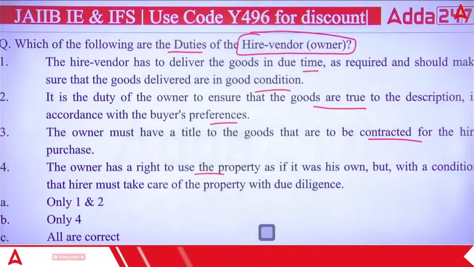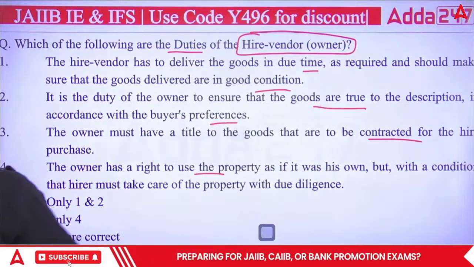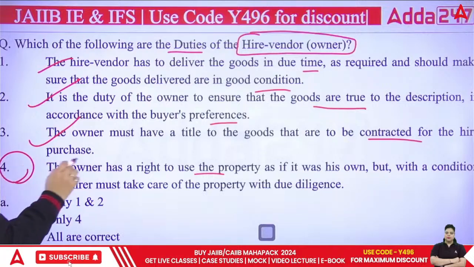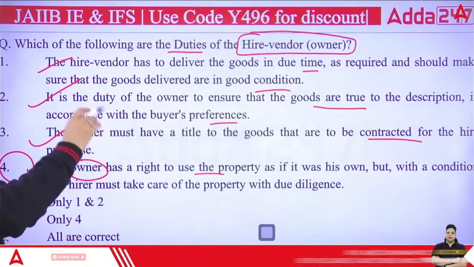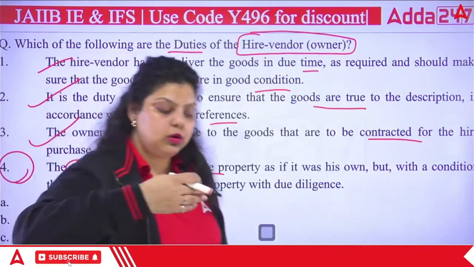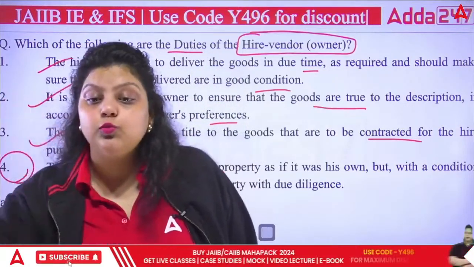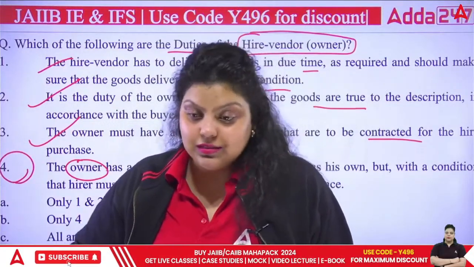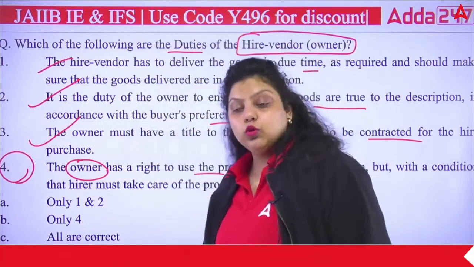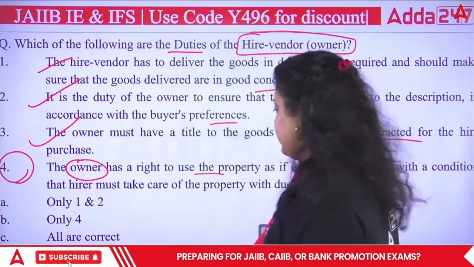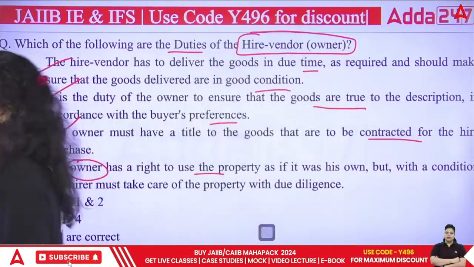And the right answer here will be, not all are correct. The first is correct, the second is correct, third is correct, but not the fourth one. The owner does not have the right to use the property. The owner is giving the right to the hirer: you can use my property, but for that you have to pay this rent to me, or this amount to me as a down payment, and the rest of the amount you have to pay in the form of installments. So the fourth is not correct.